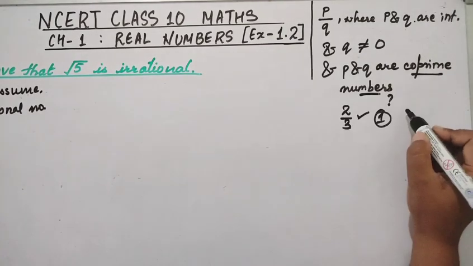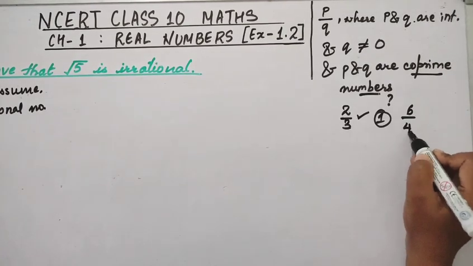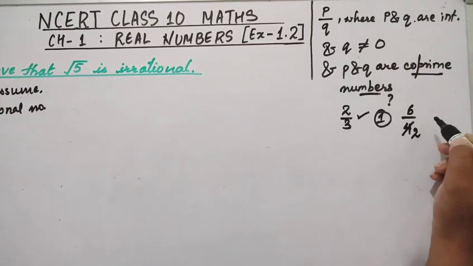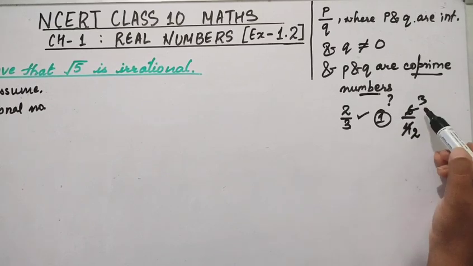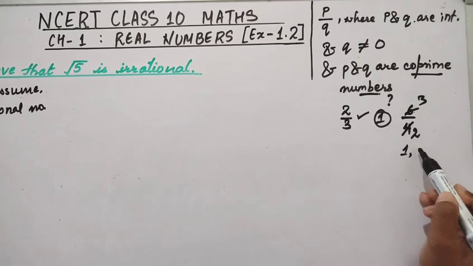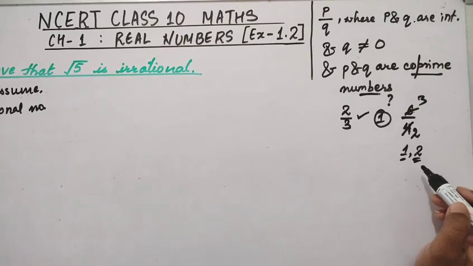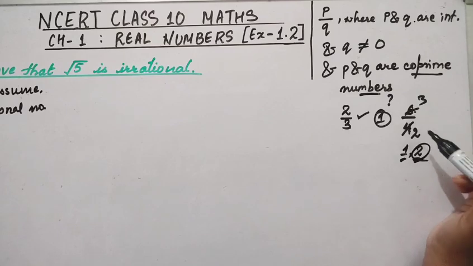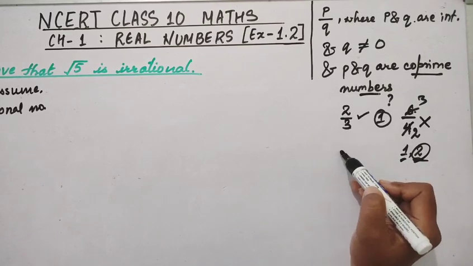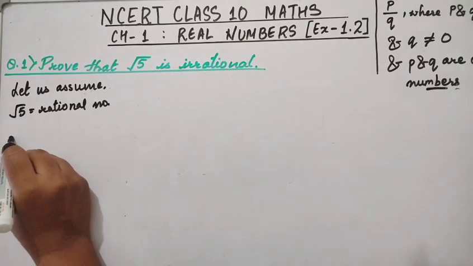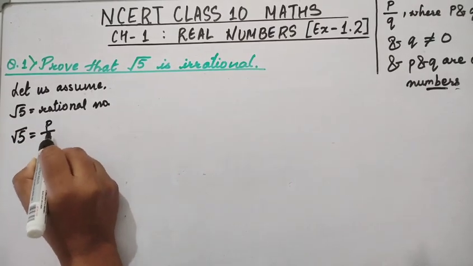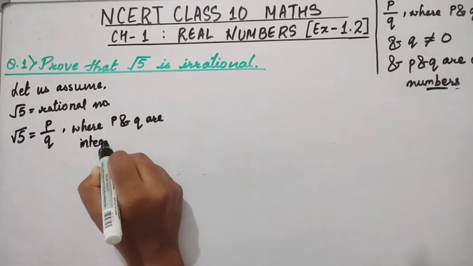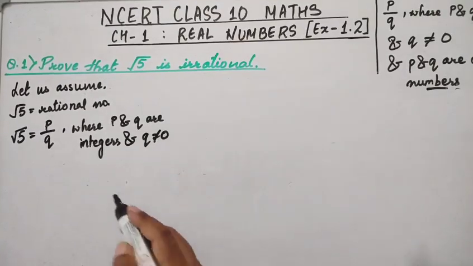Next example, let us take 6 by 4. Are these co-primes? No, because this is further divisible: 2 into 2 is 4, 2 into 3 is 6. That means 6 and 4 have 1 and 2 as their common factors. Since 6 and 4 have a common factor other than 1, that is 2, they are not co-prime numbers, but 2 and 3 are co-prime numbers. Now here we will assume root 5 equals p by q, where p and q are co-prime integers and q is not 0. Writing these two conditions is enough.